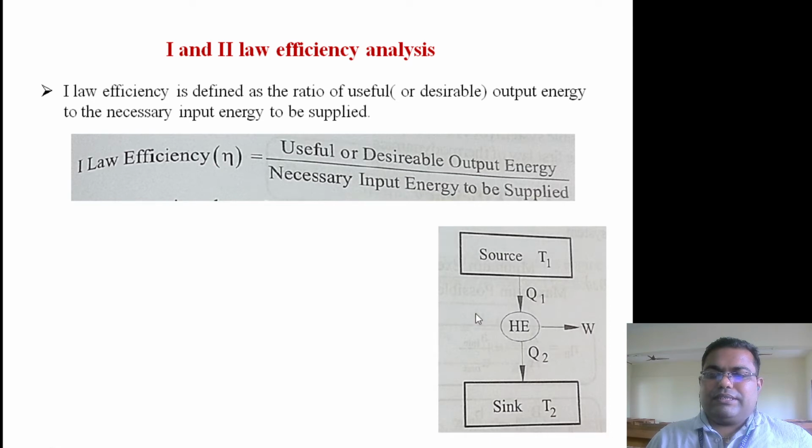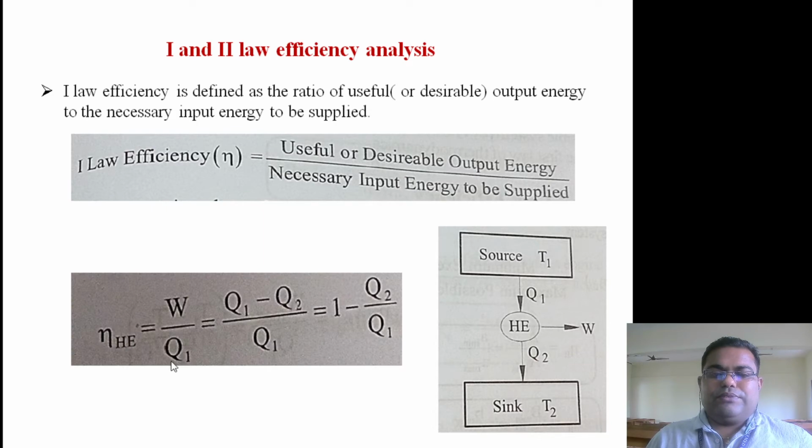So if we consider the case of a heat engine where the source temperature is T1 and the sink temperature is T2, and it is producing some work W while getting in heat Q1. So simply we can say the output is W and the input is Q1. So this will give us the first law efficiency. First law efficiency is nothing but W by Q1, or Q1 minus Q2 by Q1, or 1 minus Q2 by Q1.